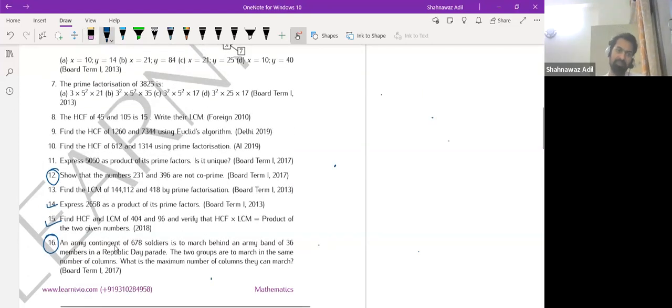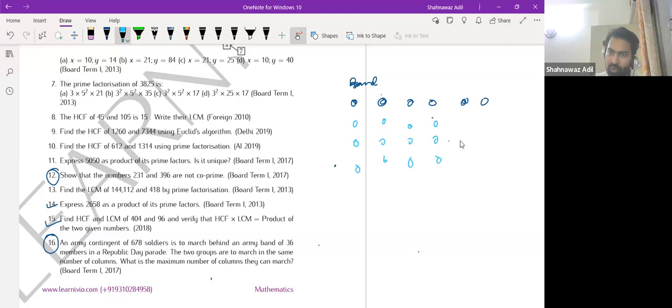So the 16th question. There is an army contingent of 678 soldiers to march behind an army band of 36 members in a Republic Day parade. So we have these army bands, and behind the bands we have these army people, right? So there are 678 soldiers and 36 members. The two groups are to march in the same number of columns. So this is an arrangement, right, guys?